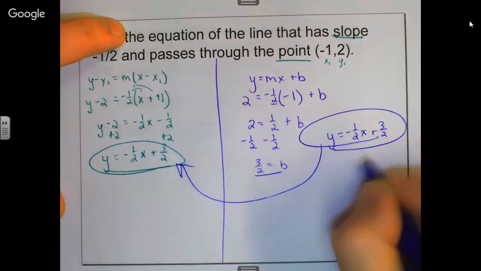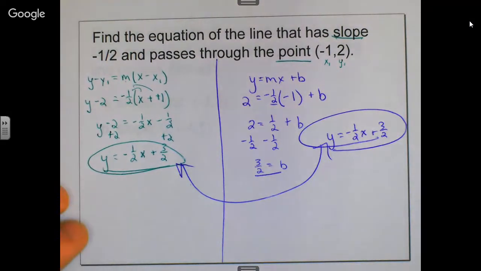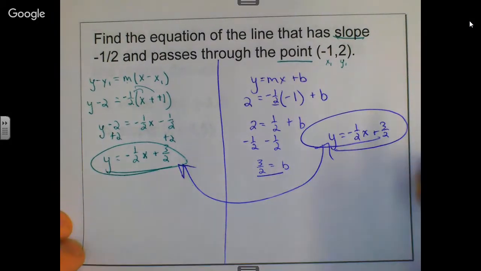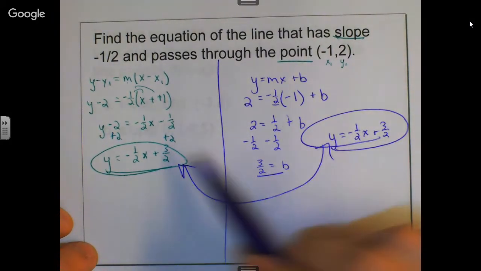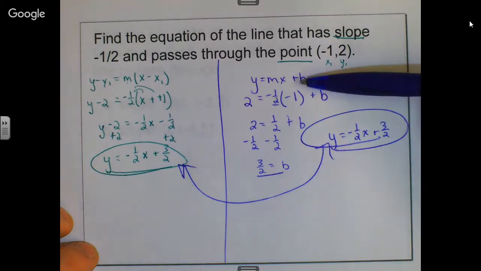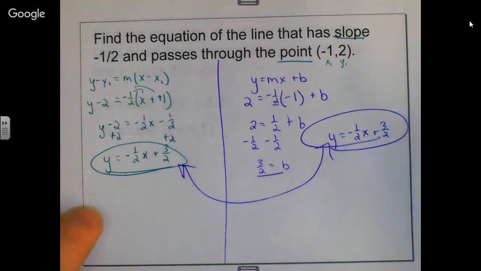And we will notice that those two answers are identical. Doesn't matter to me which method you like to use or want to use. Just know that I would tend to go towards that method.